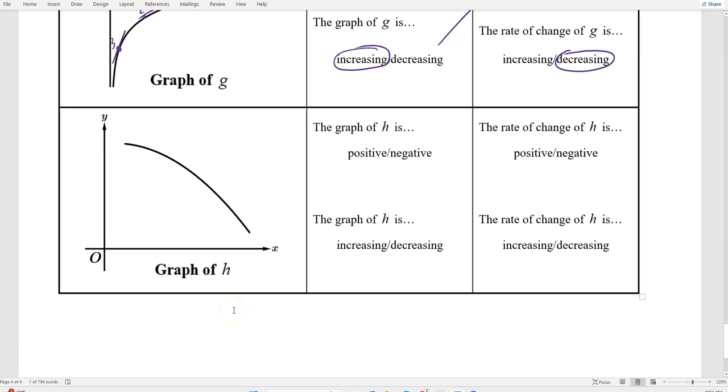All right, so let's see. Braden, what have you got for graph of h is positive or negative? Positive. It's above the x-axis. Wonderful. Savannah, how about the graph of h is increasing or decreasing? Decreasing. Evan, what about the rate of change of h is positive or negative? Correct. Negative. If the graph is decreasing, the rate of change of h has to be negative. And then Ava, what about the rate of change of h being increasing or decreasing? Decreasing. That graph is concave down just a little bit.